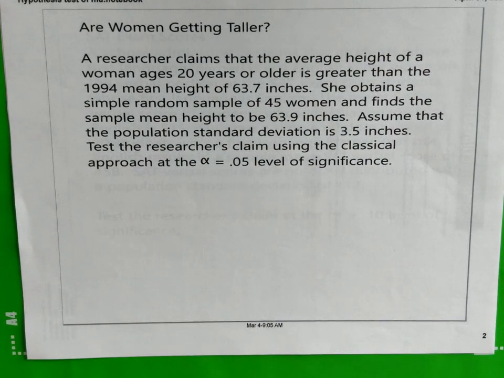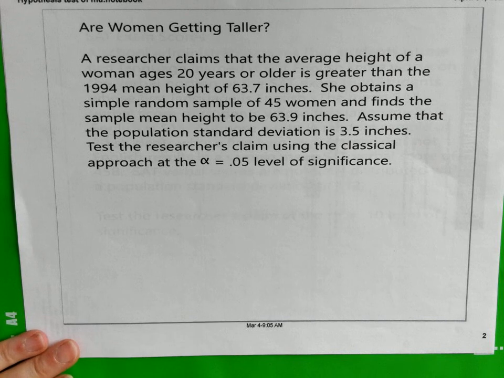Okay. Are women getting taller? A researcher claims that the average height of a woman ages 21 years or older is greater than the 1994 mean height of 63.7 inches. She obtains a simple random sample of 45 women and finds the sample mean height to be 63.9 inches. Assuming that the population standard deviation is 3.5 inches, test the researcher's claim using the classical approach at the alpha equals 0.05 level of significance.